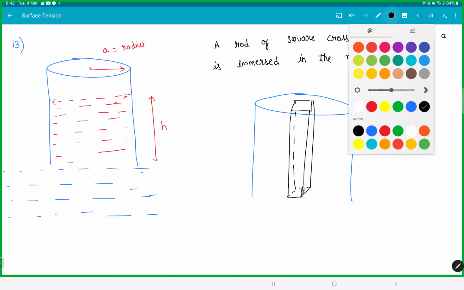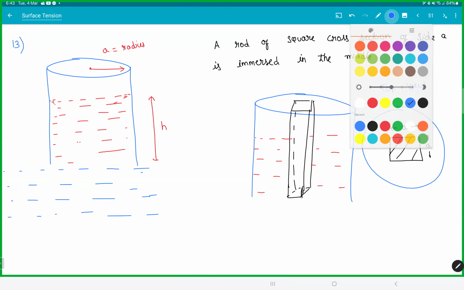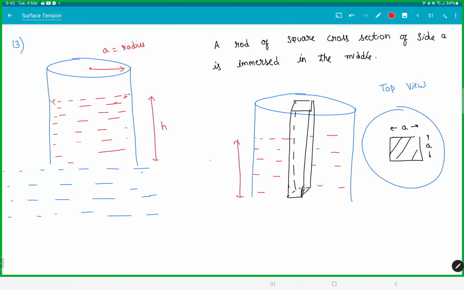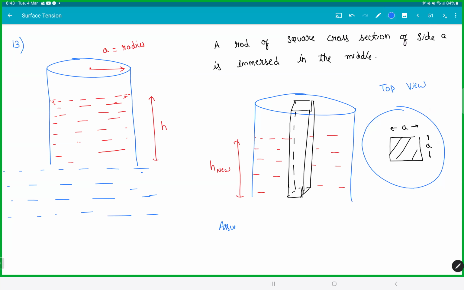And if you look at the top view now, you will see the circle here and you will see the square cross section like this. Able to visualize the picture? So assume surface tension, contact angle, everything is same. Find the new height. So this liquid will go to a new height, h new. Assume S and theta are same. Find h new.